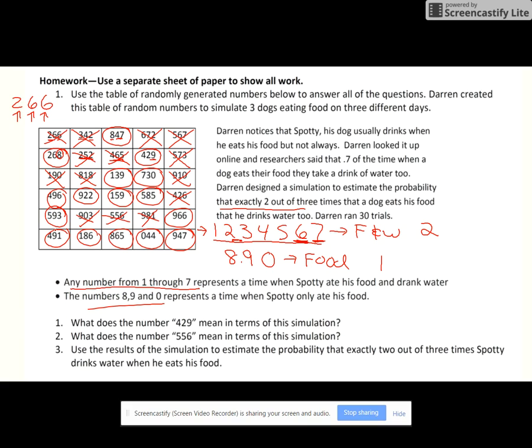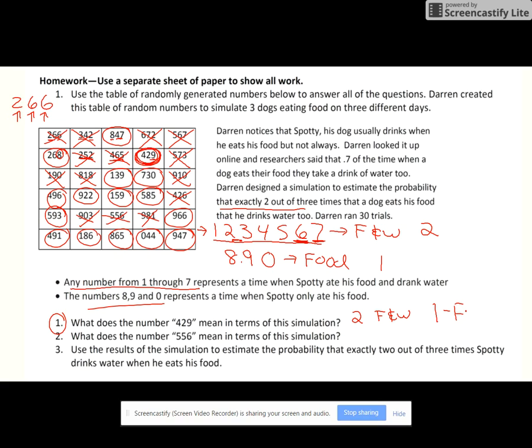Okay, now that you've turned the pause off, you can see that we actually end up getting the same thing, hopefully, or really close. You might have made a couple mistakes. That's okay if you did. Just check and see what those are. So let's go over the questions right now. Number 1 says, what does the number 429 mean? Well, we actually could look up here and see 429 is right here. So we know 429 is one we circled. If we circled that, that means that 2 of the dogs had food and water, and 1 just had food. That's what that means.